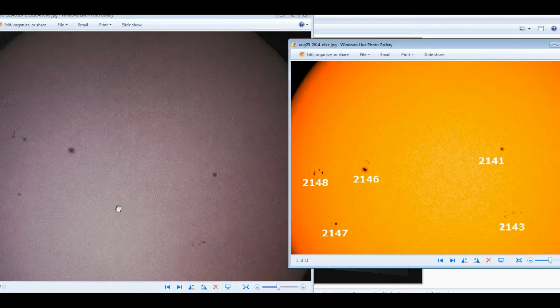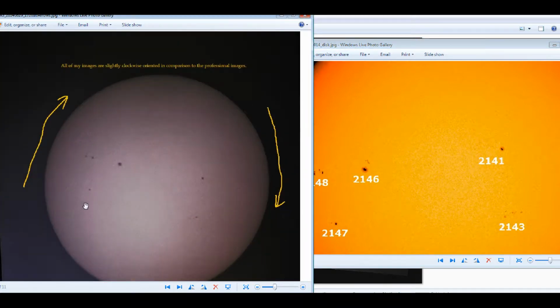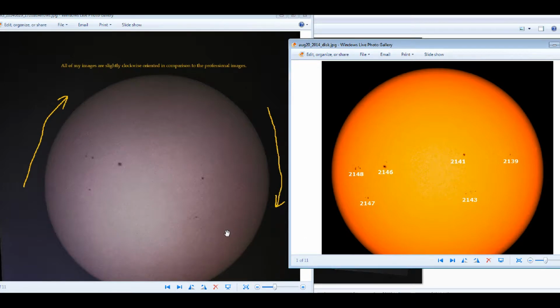But you can see the entire image. 2148 on my image is higher, above instead of below. So in other words, if you were to take the whole image and just turn it counterclockwise a bit, you would see that it actually is the same, except that it's just turned slightly by a couple of degrees at best. So this was very exciting to me.